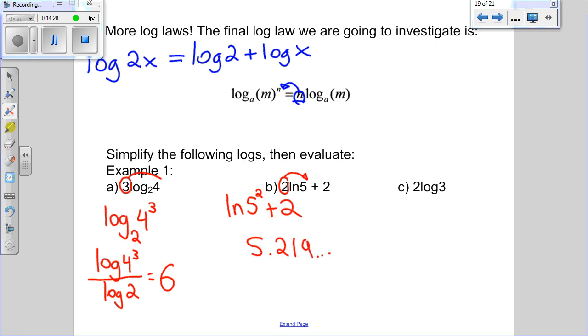The last one, the number 2 is the coefficient. It becomes the exponent, so I have log 3 squared. Notice that this doesn't have a base written. So if it doesn't have a base written, that means it's already base 10. So our calculator can already calculate this. All I have to do is go log 3 squared, hit enter, and it would equal 0.954.